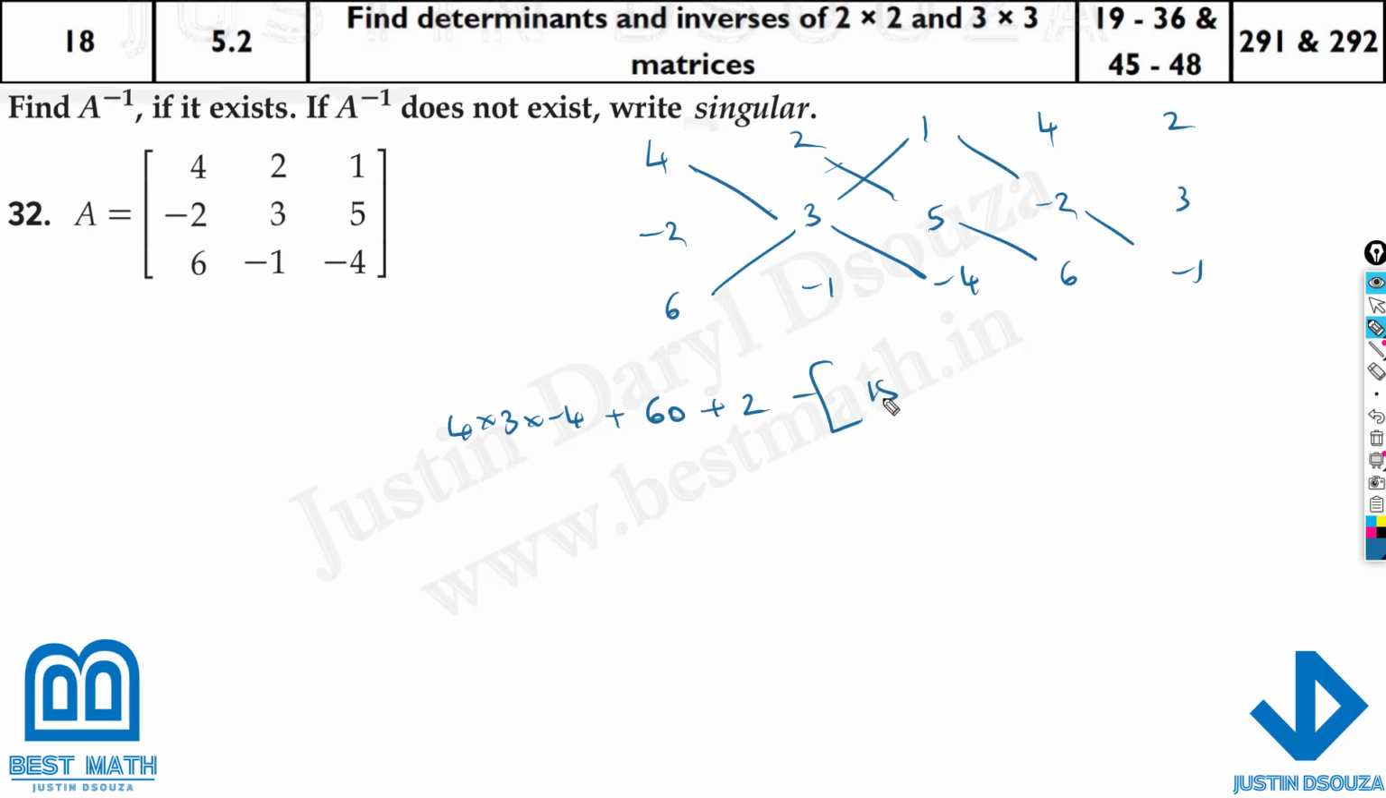6 times 3 is 18 plus, but there's minus, so I'll write minus 20. Then we have plus 8, 16. So here 16 times 3, 32, 48. It's minus 48 plus 62.